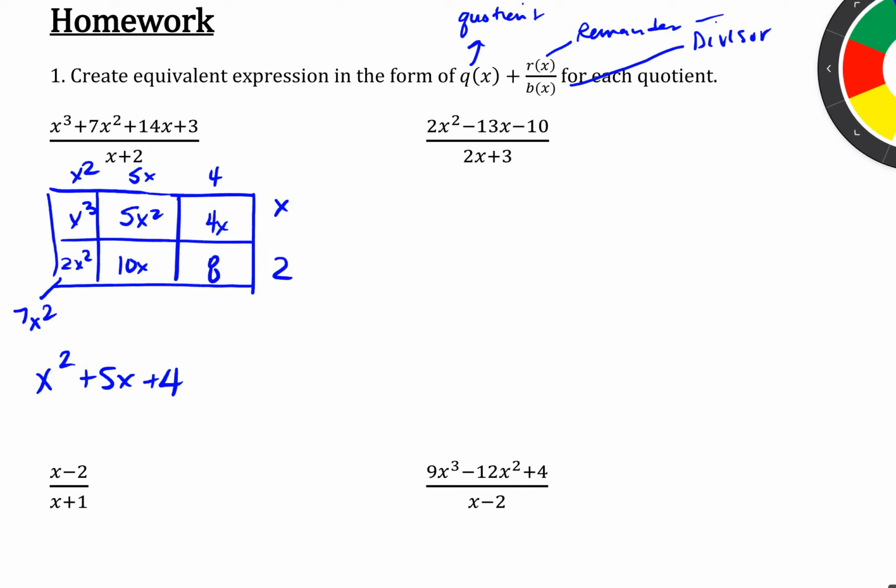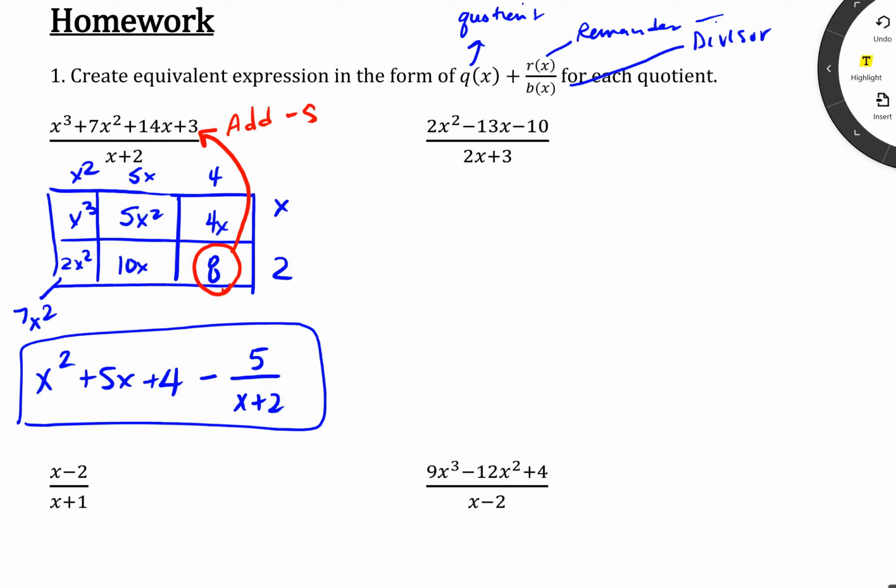So for the remainder, I'm saying, what do I have to add to this number to make 3? Well, since it's going backwards, I know it's subtraction. So I'm going to add negative 5. So my answer is going to be minus 5, that's the remainder, divided by the original divisor, x plus 2. That's my final answer.